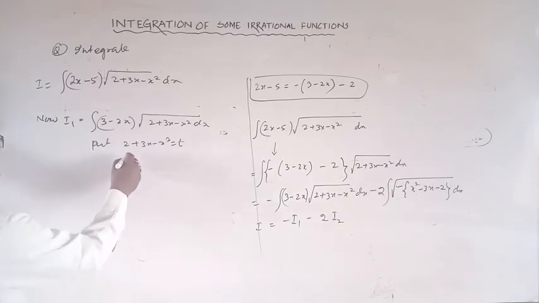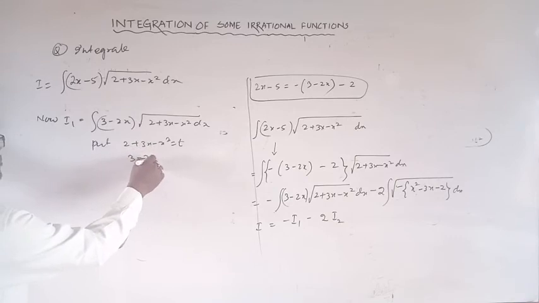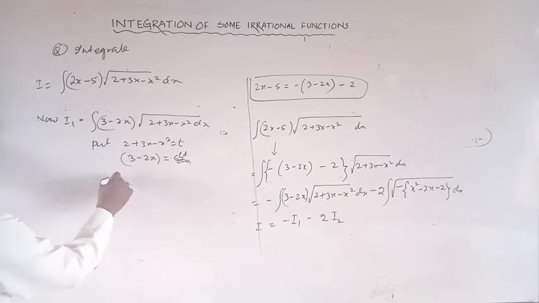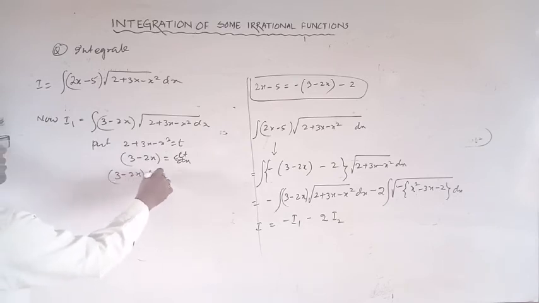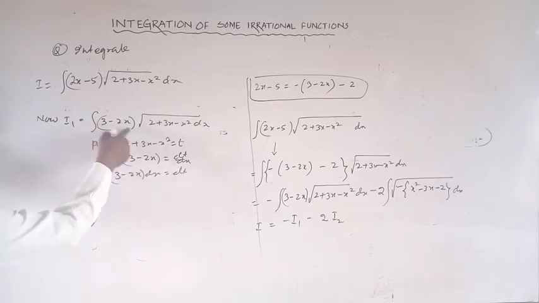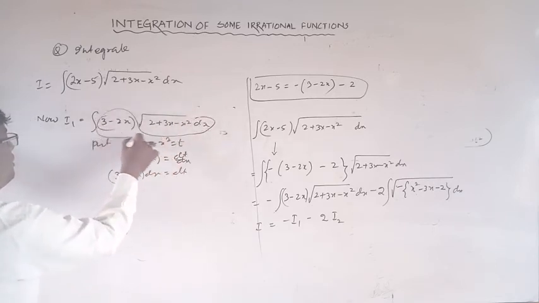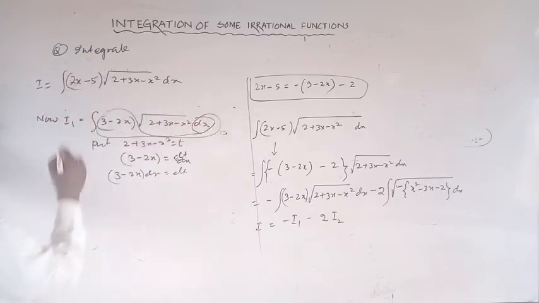What happens here? This is 3 minus 2x, this is dt by dx. So (3 minus 2x) dx is equal to dt. So this term is dt. So I1 is equal to what?